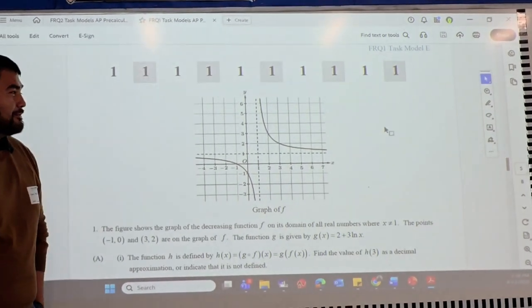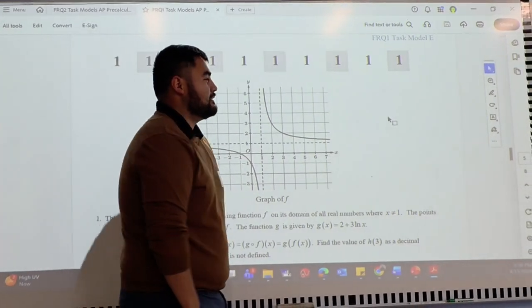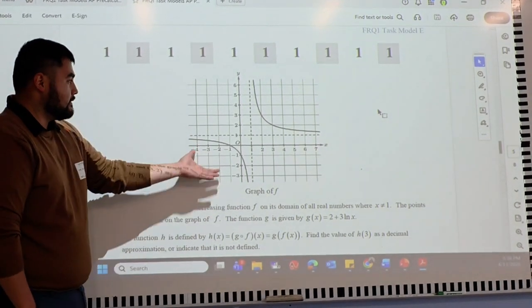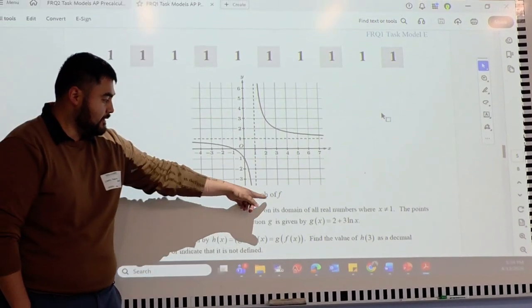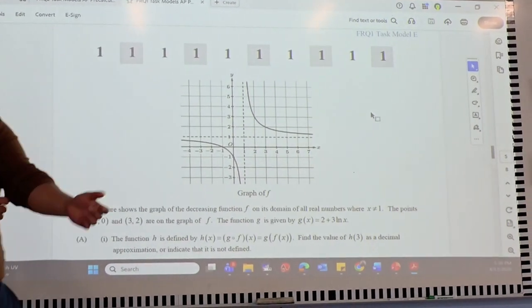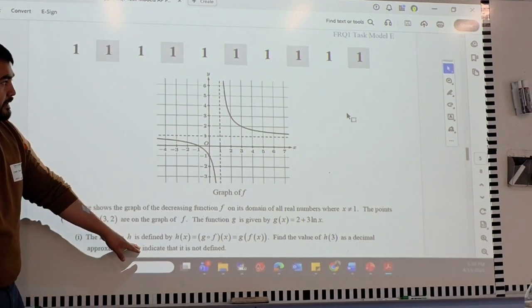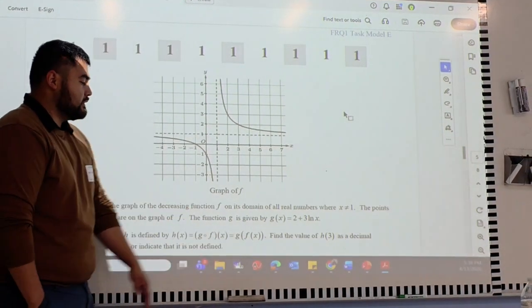So we're gonna do FRQ 1, and this time we're gonna do Model E, right? So again, what we're gonna focus on is a graph for function f. In this case, it's asking us to follow through. It's always gonna ask us for FRQ1 to follow through with the composition of functions.